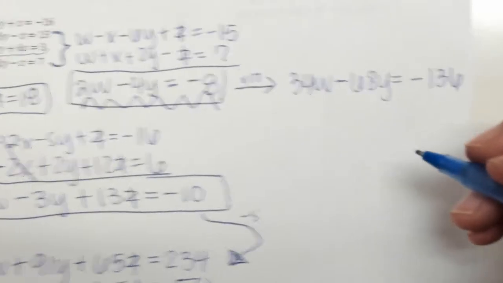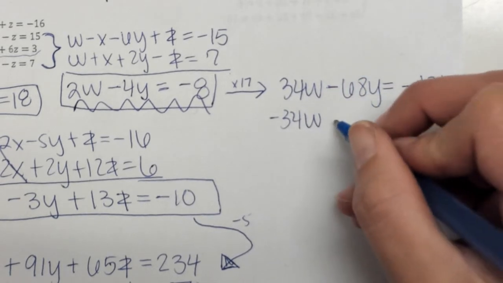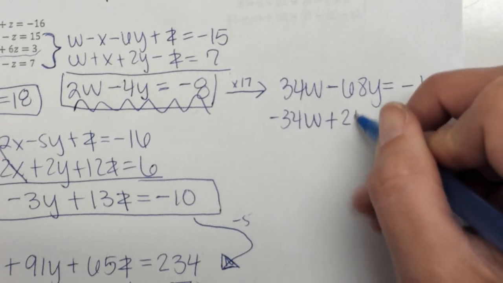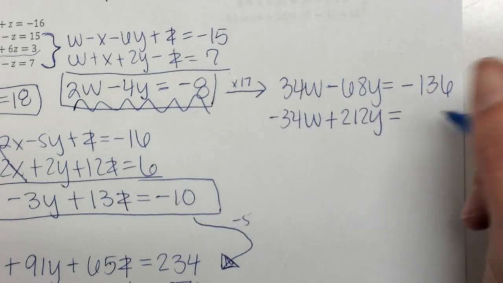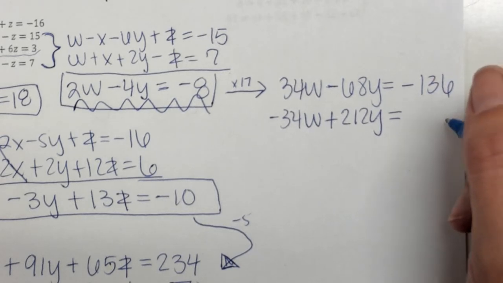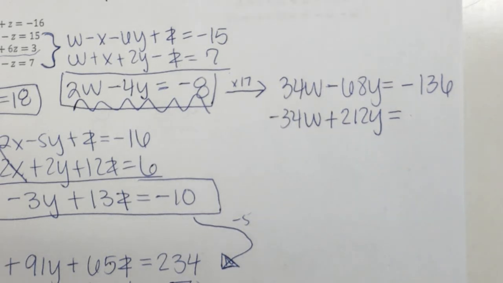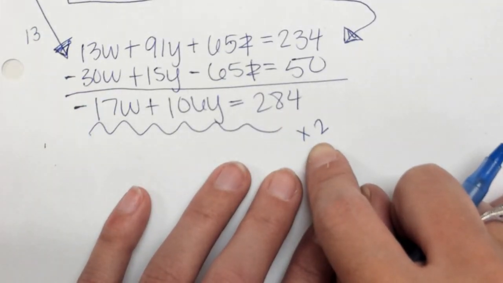Negative 34W minus 212Y. That's going to be plus, right? Okay. 212y equals? And negative negative 272. 272? Let's go back. So 284 times 2 is going to be what? Oh, positive. Positive.